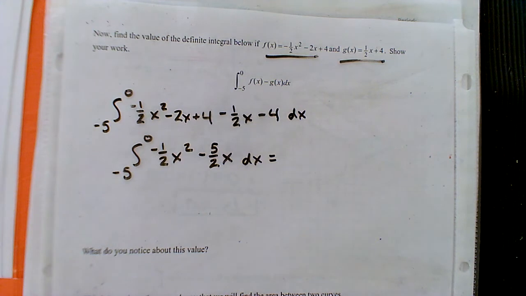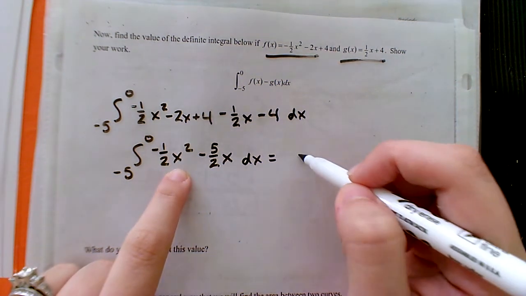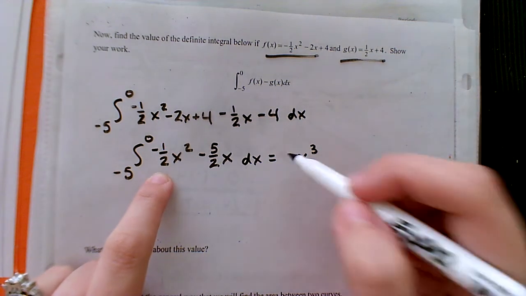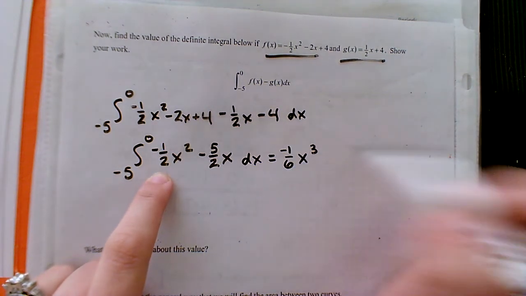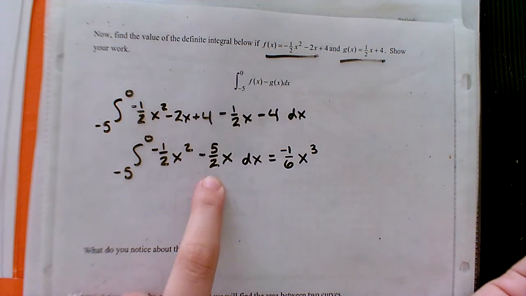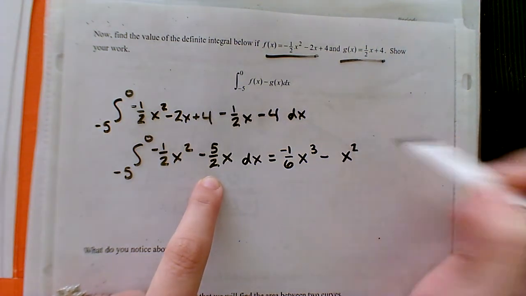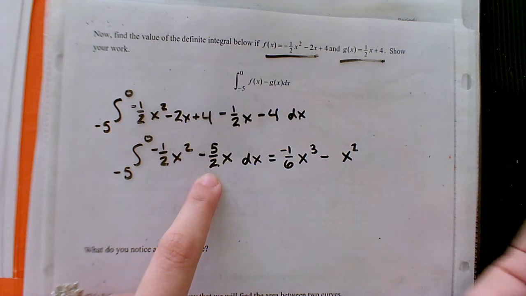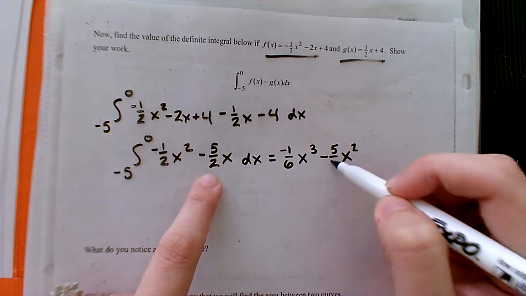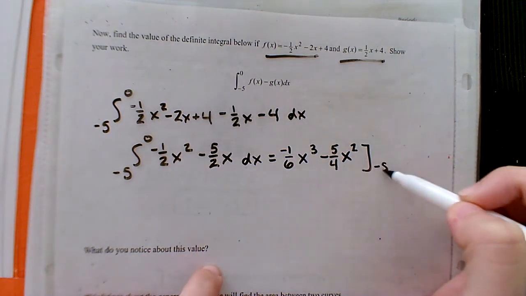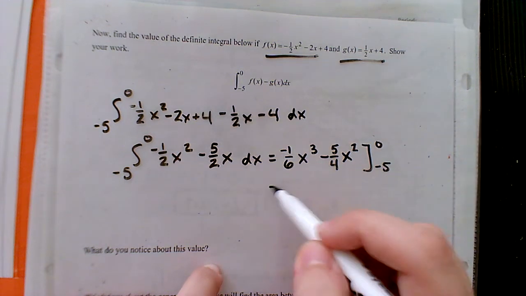All right, let's go ahead and work backwards. Okay, antiderivative. We'll add 1 to the power, we'll get x to the 3rd. Divide the coefficient by the new power, -1/6. The next one, we'll add 1 to the power, so that's x squared. Divide the coefficient by the new power, we'll have 5/4. And our bounds are -5 to 0.